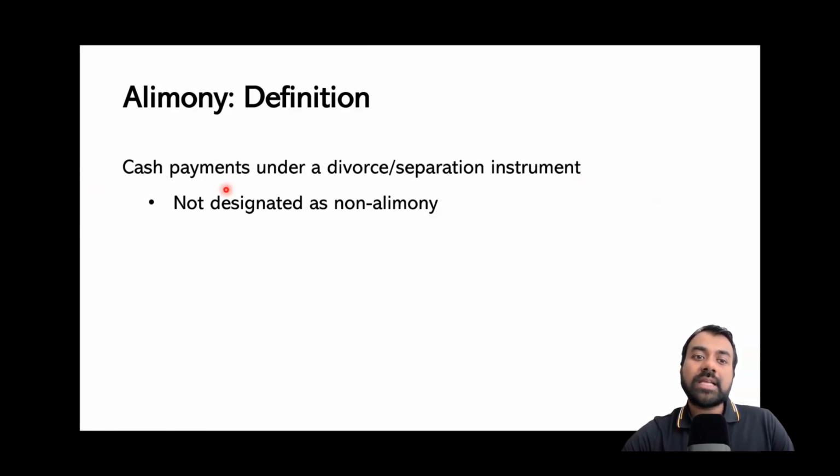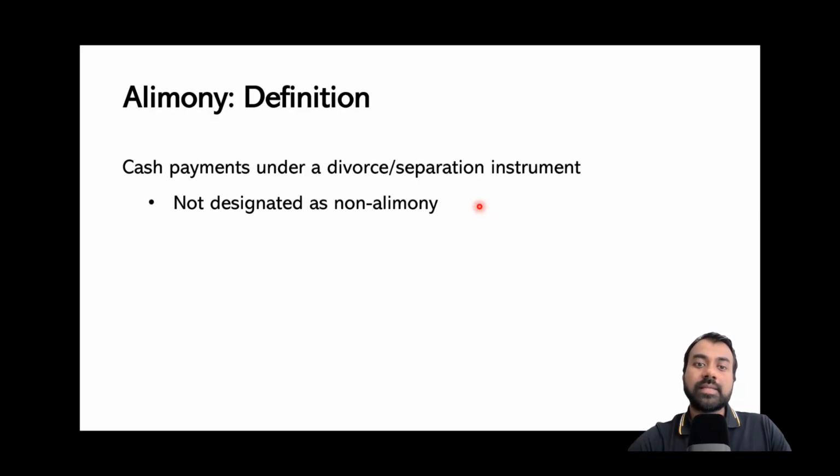It says cash payments under a divorce or separation instrument that's not designated as non-alimony. Now, that's an interesting way of defining something. And this is something you'll see not only in tax planning, but also in estate planning, that sometimes we'll say that the definition of X is that X is not X. Although that might appear to be funny, it does serve a purpose. Here, they are trying to be comprehensive and make sure that the definition captures all possibilities.